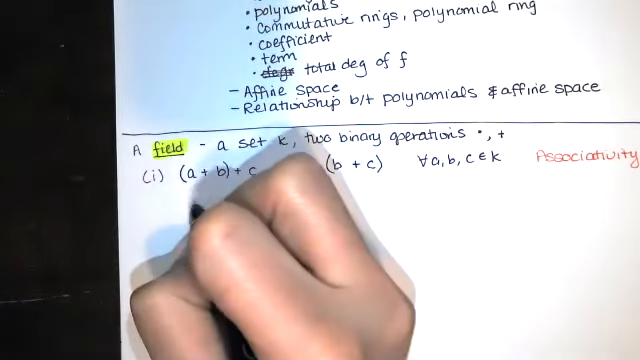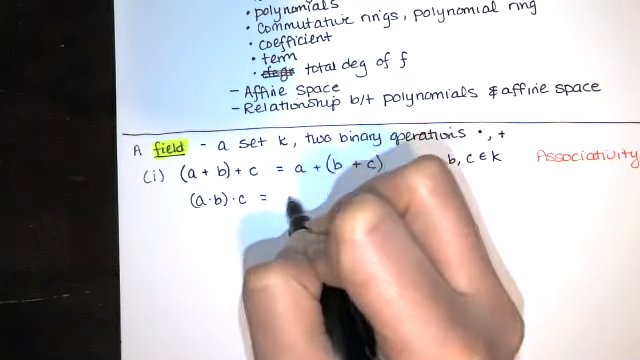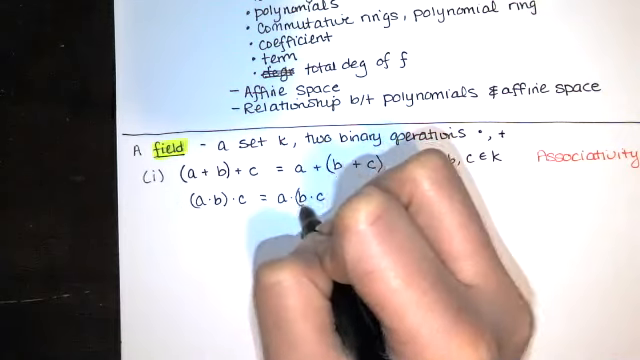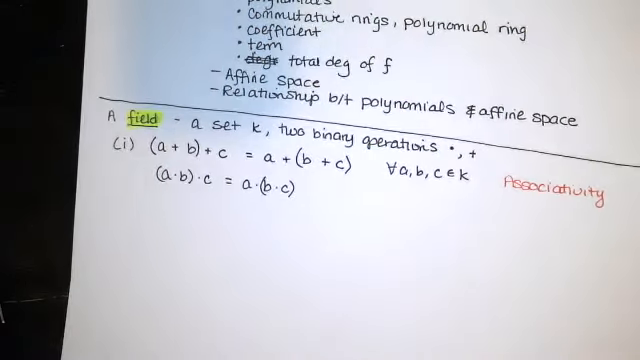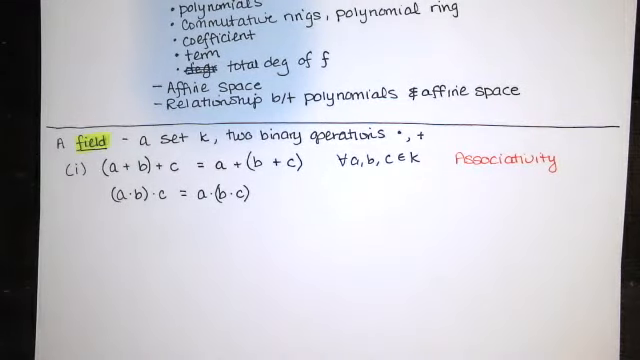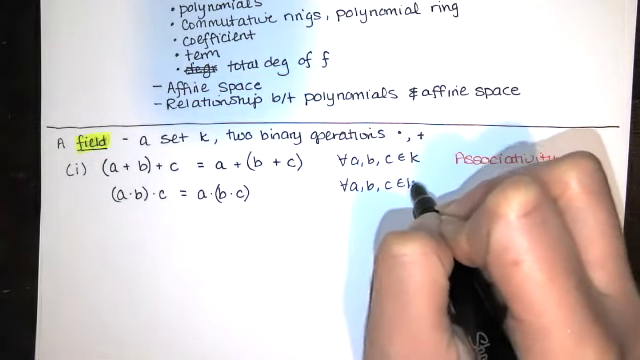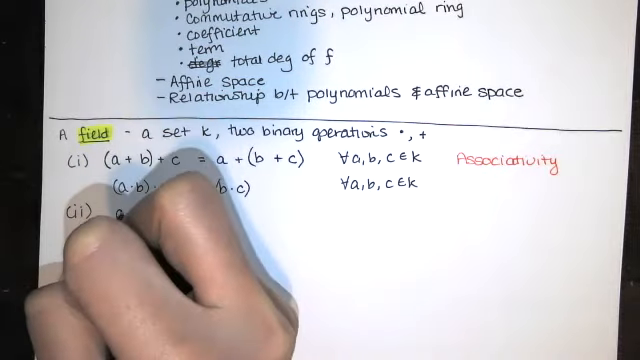And we have the same associative property for multiplication. So we could write it like this. Basically, you can change the grouping if you want to, and that's totally legal. And this is for all A, B, and C in K. So we've got associativity, we've got commutativity.